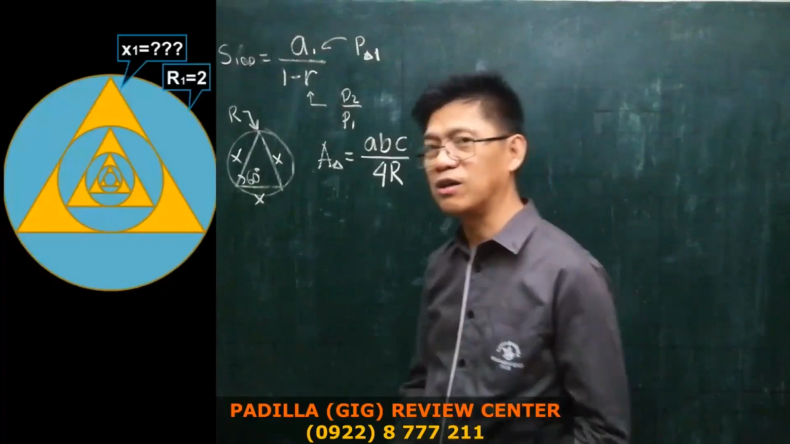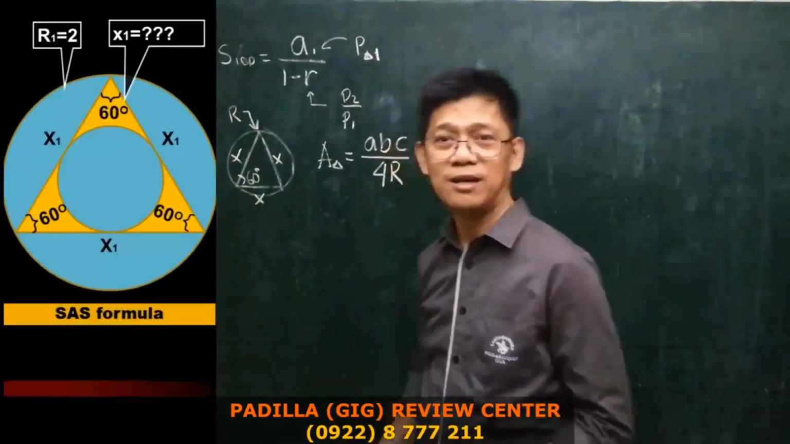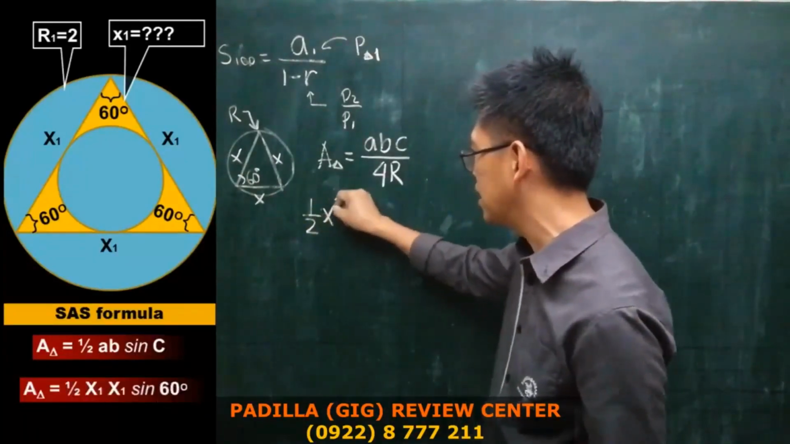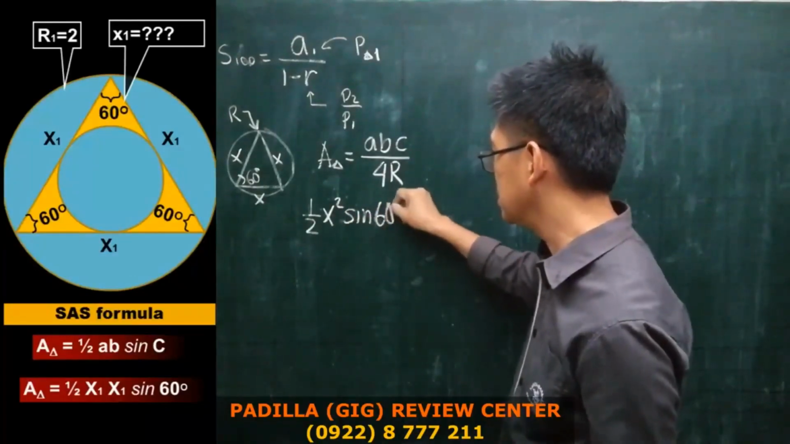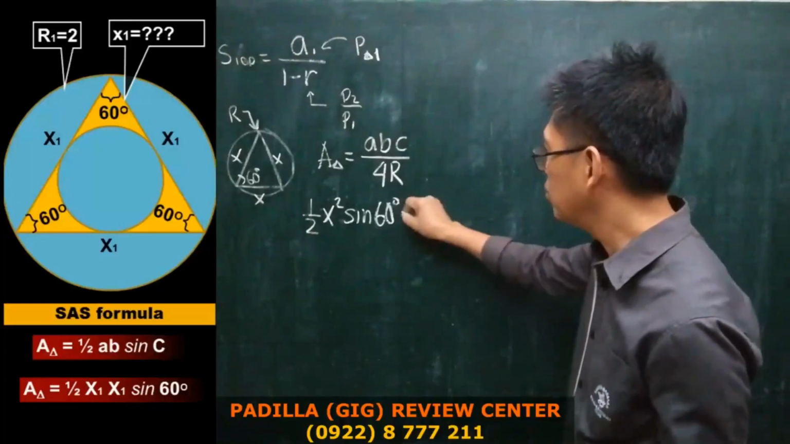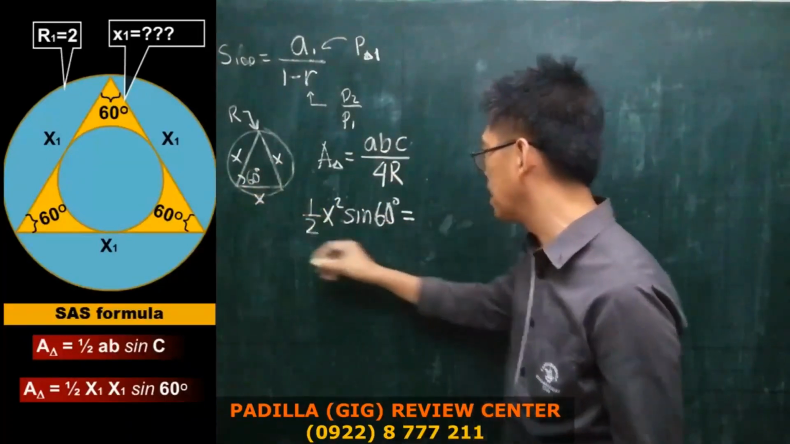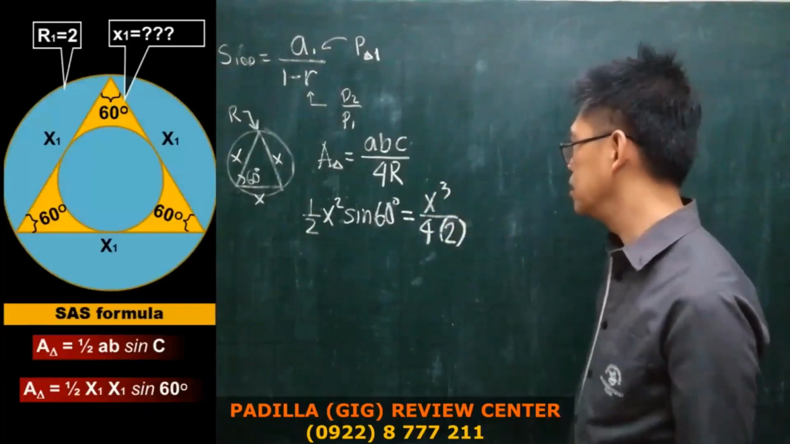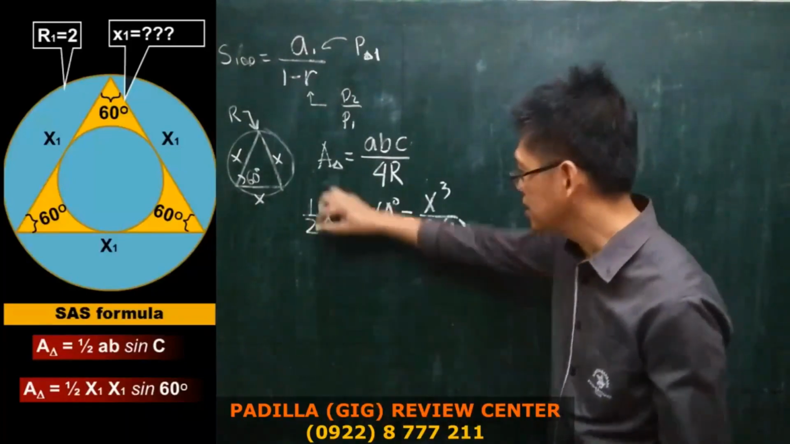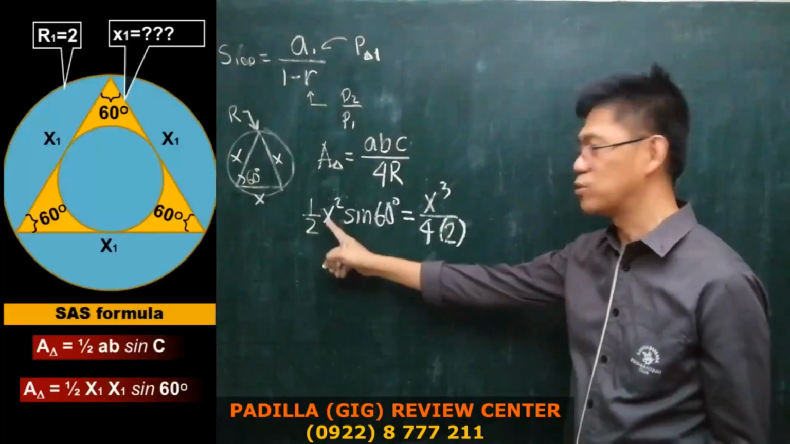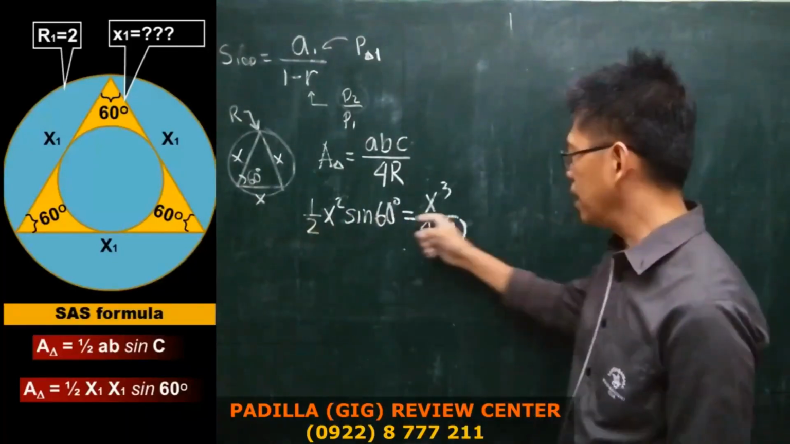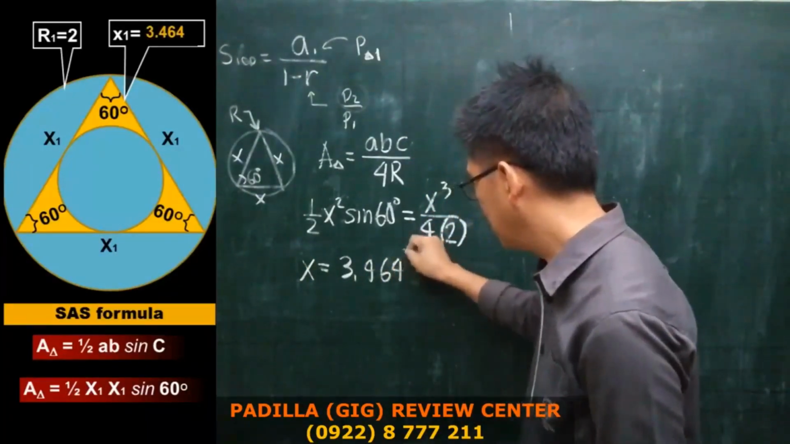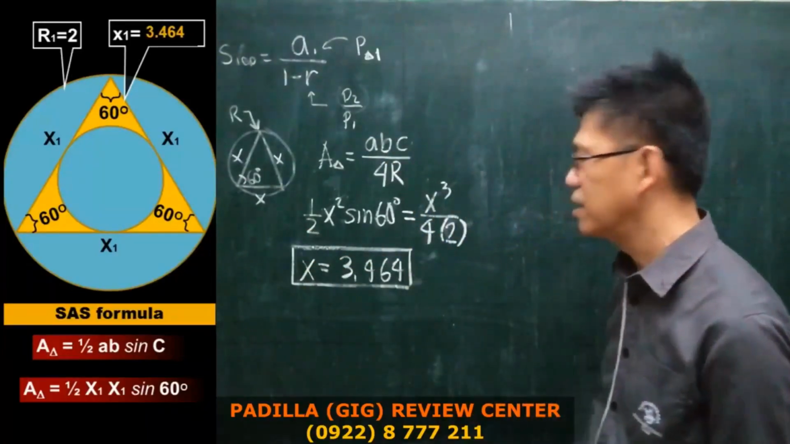Let me define the area of the triangle using my favorite formula, the SAS formula. So the area of the triangle is 1/2 product of sides, x times x, sine of the angle 60 degrees. Is equal to abc over 4R, x times x times x, that is x cubed over 4 times the radius of that circle which is 2. One equation in terms of x squared, x cubed, cancel tong x squared na to. Matitira ay x. So, solving our x here, our x is going to be 3.464. This is the side of the first triangle.